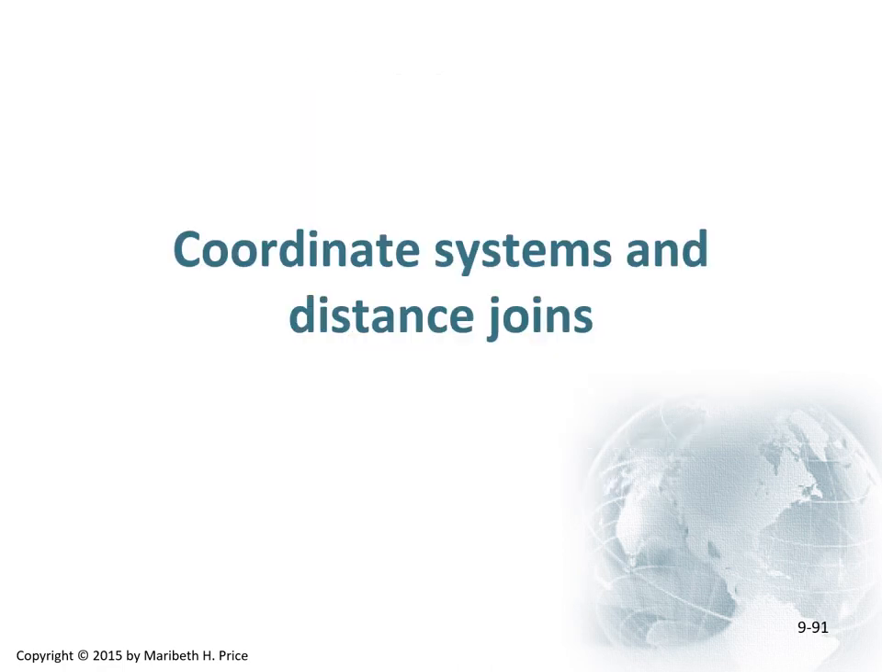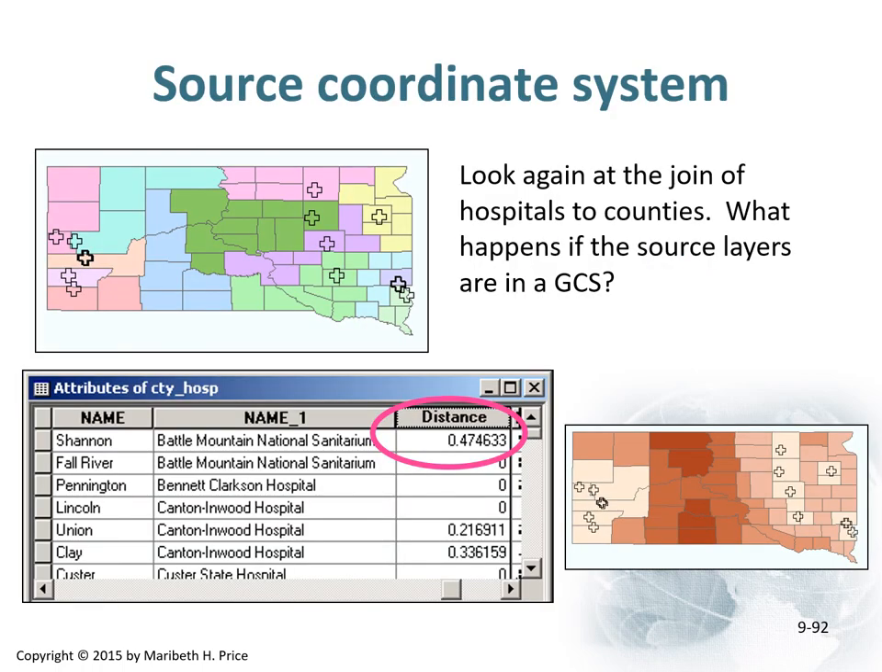Coordinate systems are also an important component of this. If you have data in a GCS and you try to do some of this stuff, the first thing is you should be hearing a voice in the back of your head that sounds a lot like mine saying, never, ever, ever do any kind of analysis on data in a GCS, for lots of reasons. But in this example, distances should be in meters or feet or some linear distance. This distance is in an angular distance. This is in some kind of degree measurement. It's completely useless.